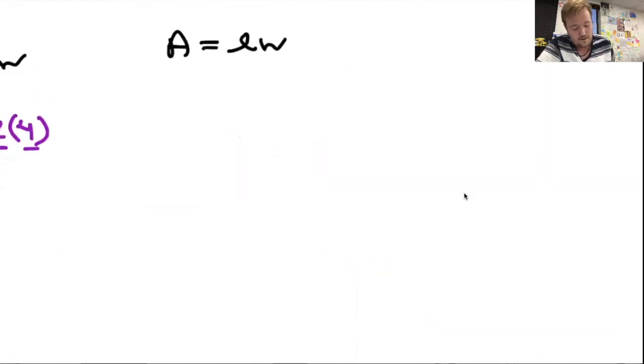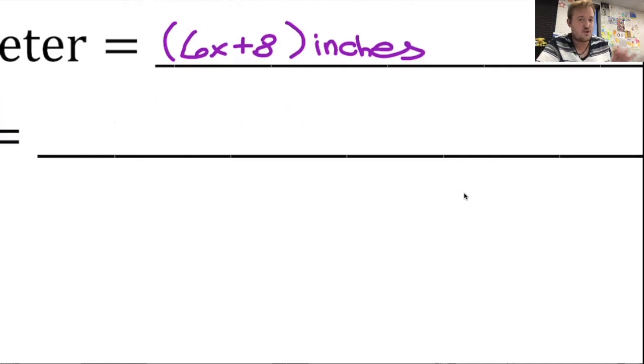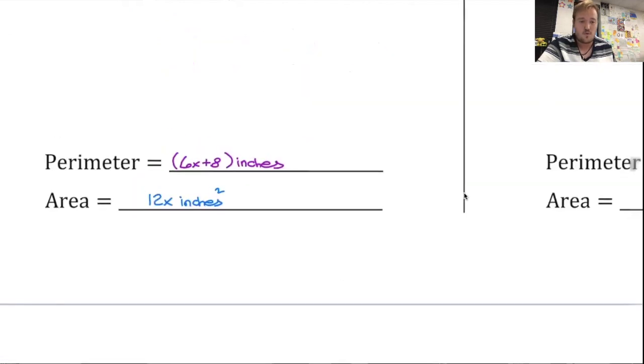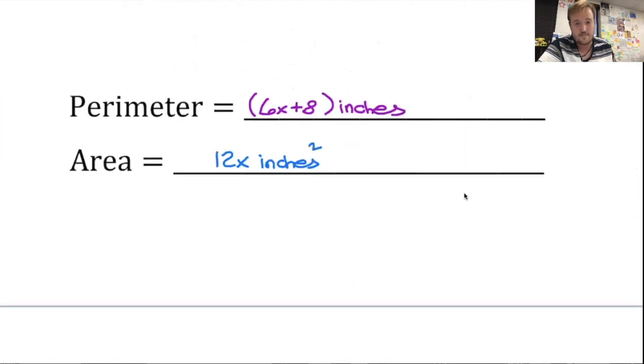So our area here, we're going to do 3x times 4. So you just got to multiply the 3 times the 4, which gives you 12. And then write the x on the end. So our area here, this is just one term, so we don't have to include the parentheses. So this would be 12x square inches. So inches goes to perimeter, square inches goes to area.